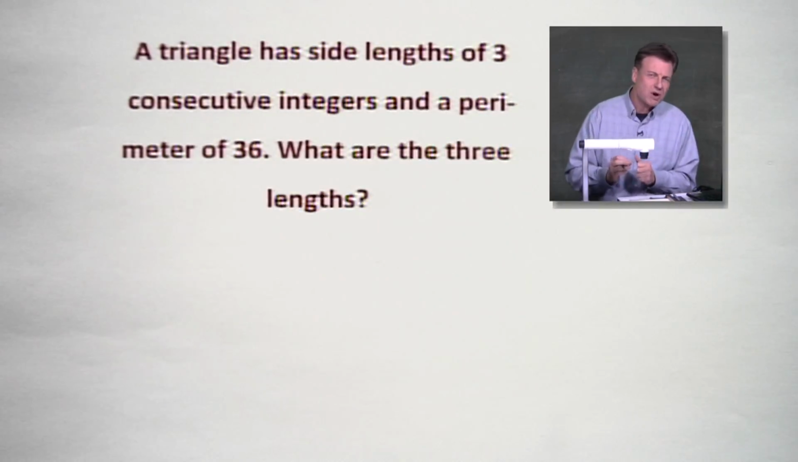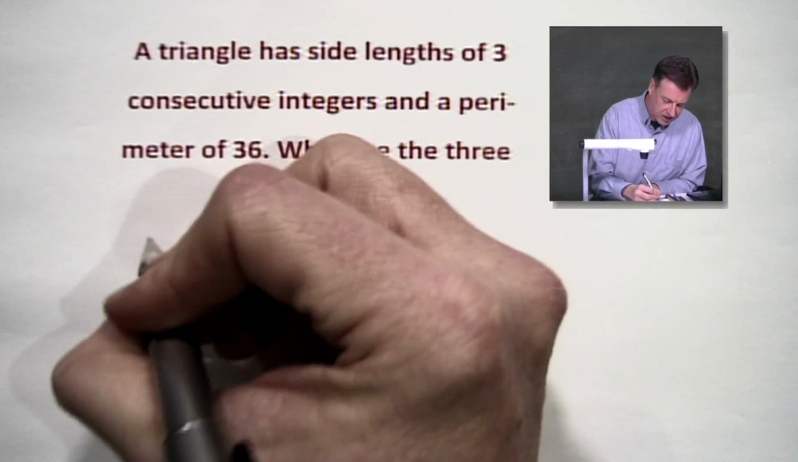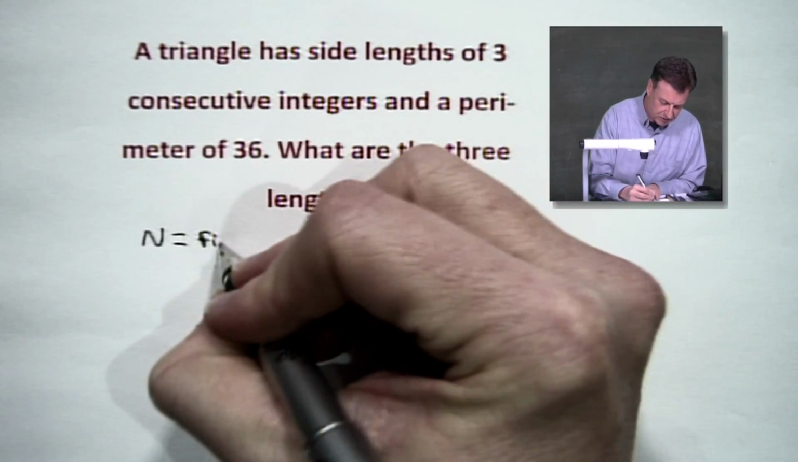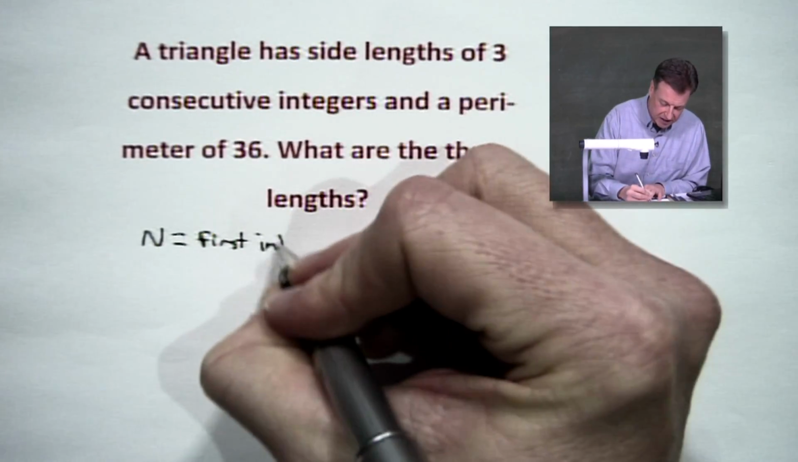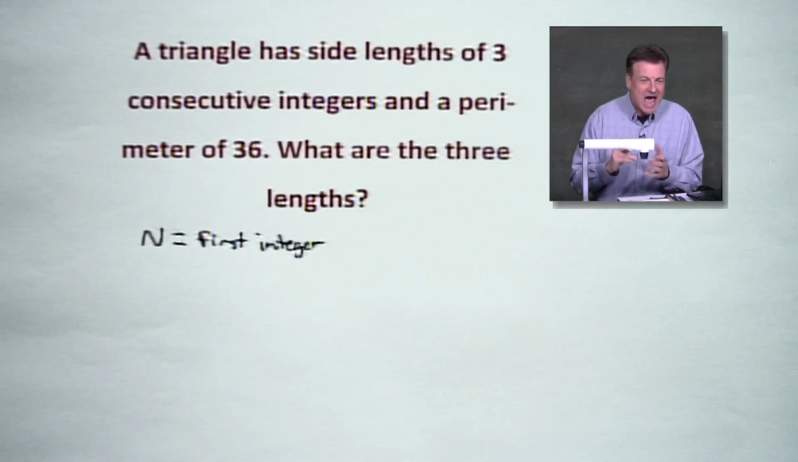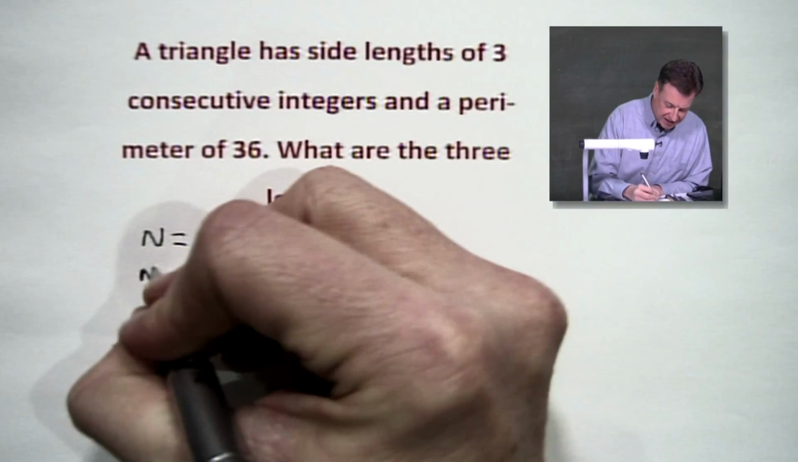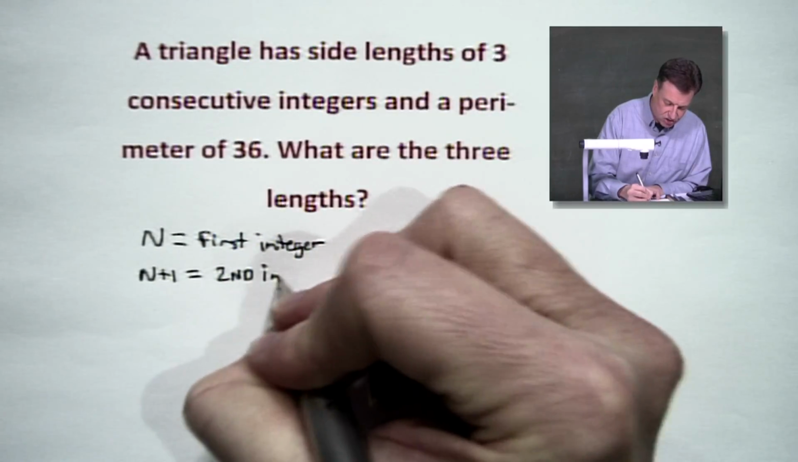But let's do a little algebra. Let's do a little application on this. With the consecutive integers, we're going to let n equal the first integer. I don't know what it is, we're going to pretend I don't know what it is anyway. Here we go, the first integer. The next one is going to be 1 more, so we write that as n plus 1. That's going to be our second integer.